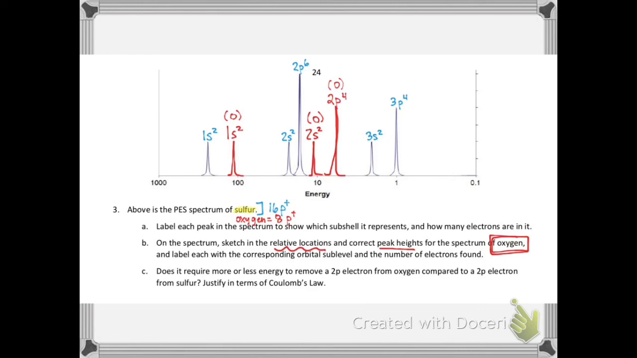All right, now that we have that information, we can do our very last problem. Because it says, does it require more or less energy to remove a 2p electron from oxygen compared to a 2p electron for sulfur? And hey, justify in terms of Coulomb's law. So take a moment. I would like you to totally try this question. And then, when you're ready to check your answer, unpause the video.